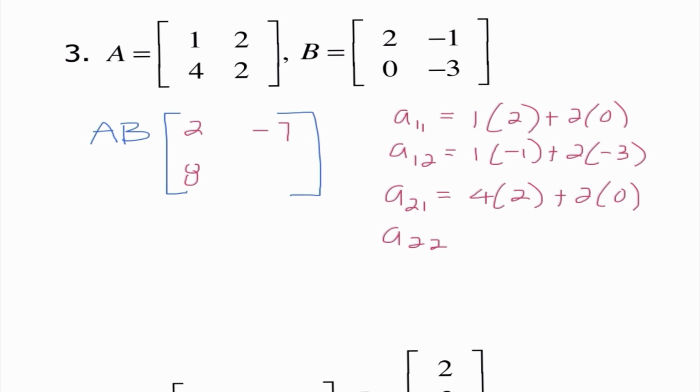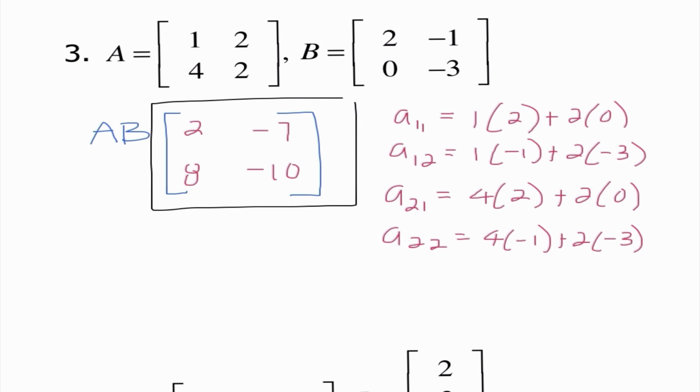Lastly, A sub 2, 2 means row 2, column 2. So I have 4 times negative 1 plus 2 times negative 3. Negative 4 plus negative 6 is negative 10. So this would be our answer.